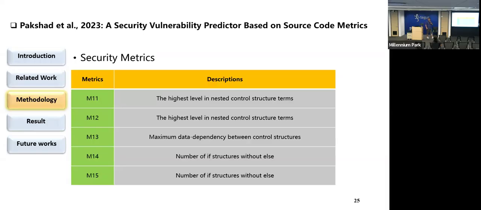Does anyone here know why this metric is important? For example, you have the source code, you are the developer in your company, and you want to know whether you have any functions in your source code with several if structures where your if structure doesn't follow any else structure. You have only the if structure. If something is true, for example, do something, but you don't have any else structure. Why is it important? Yes, Jeffrey.